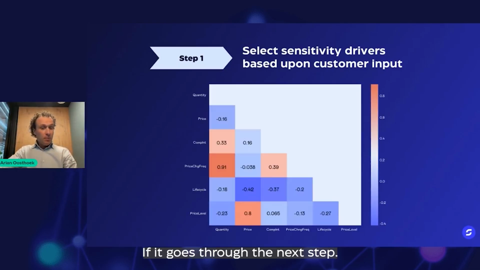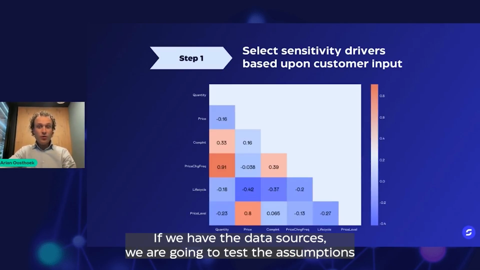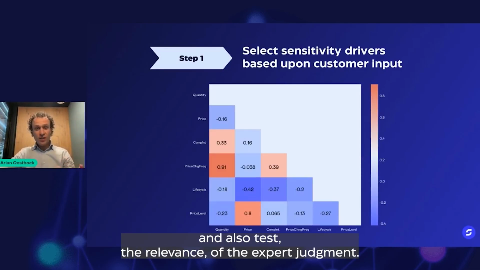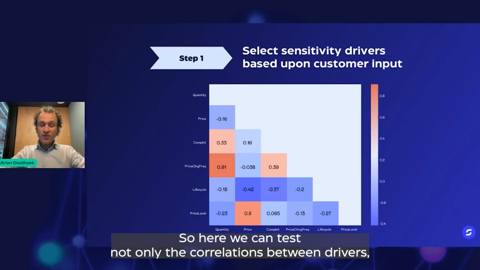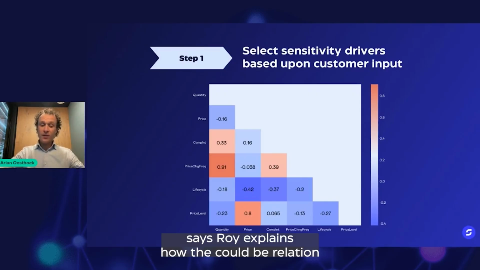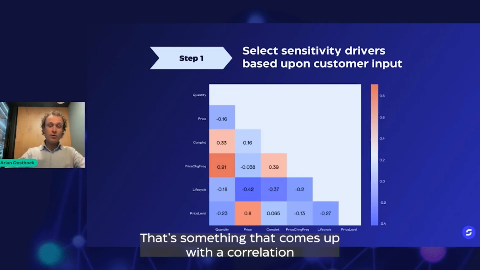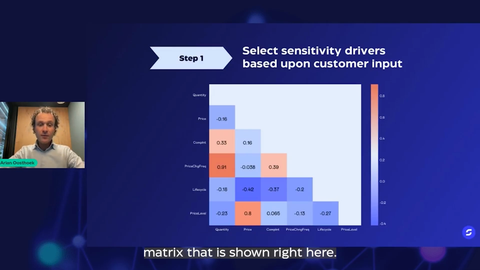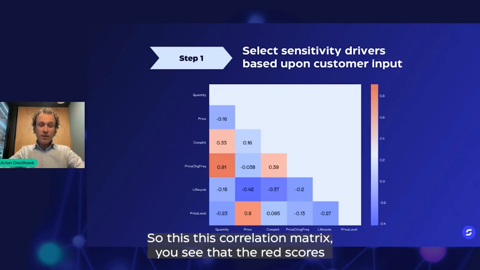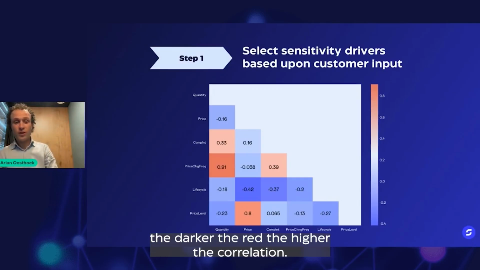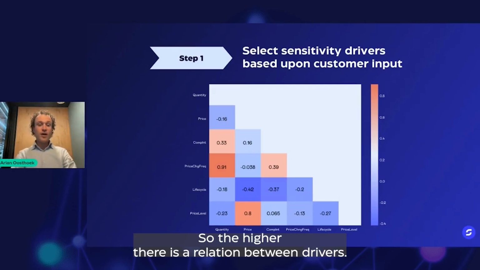If we go to the next step, once we have the data sources, we are going to test the assumptions and also test the relevance of the expert judgment. Here we can test not only the correlations between drivers, as Roy explained, there could be a relation between the product lifecycle and competition. That comes up with a correlation matrix that is shown right here. In this correlation matrix, the darker the red, the higher the correlation, so the stronger the relation between drivers.